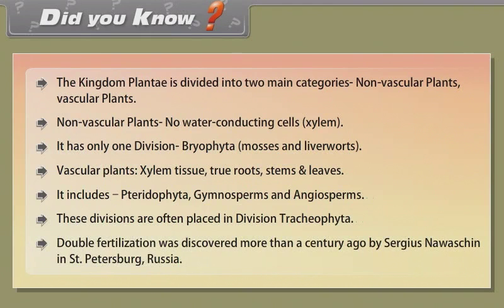Double fertilization was discovered more than a century ago by Sergius Navaschin in St. Petersburg, Russia.